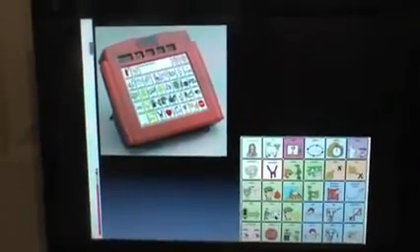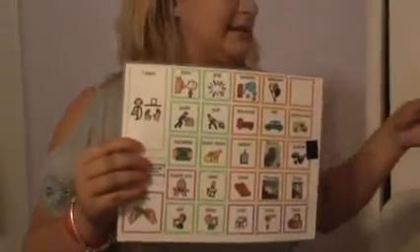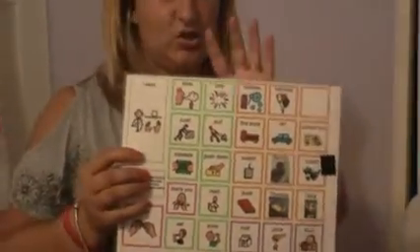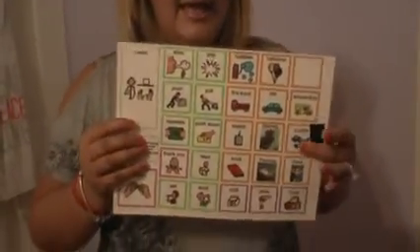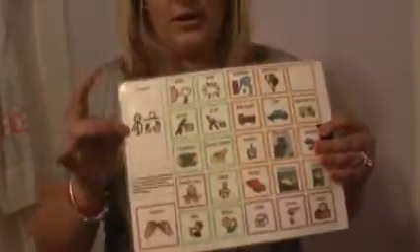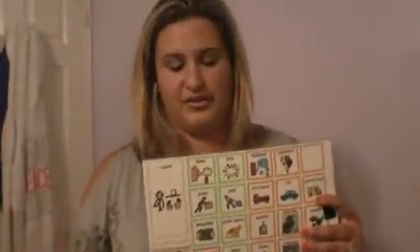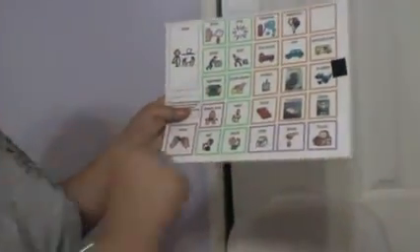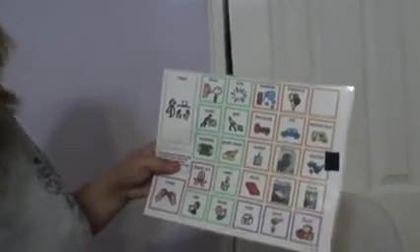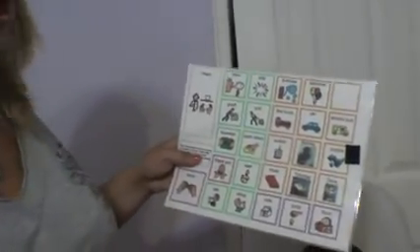If you take a look over here, this is a piece that belongs inside the communication device. This is one of my students in my class. I use several different ones of these because each poster will indicate different things. This is something with everyday items. The child will press the button and the communication board will verbalize what the child wants.